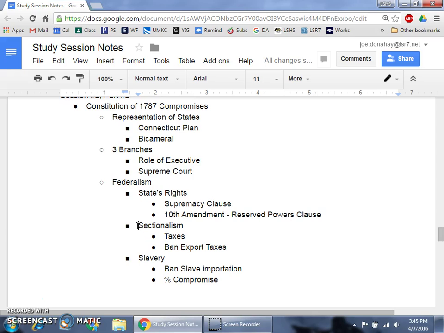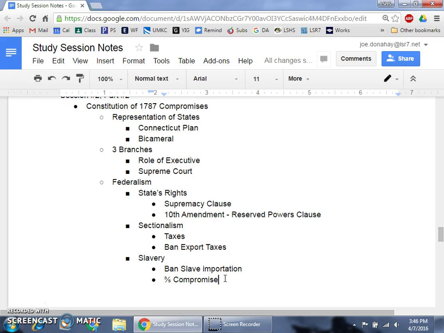And finally, the linchpin compromise on the issue between, that's a sectional issue and a slavery issue, is the Three-Fifths Compromise, where slaves would be counted on the census for the purpose of taxes to the federal government and for the purpose of representation when it comes to the size of states. So the Three-Fifths Compromise is really an issue that cuts across many of these other areas, where slaves would be counted as only 3/5 of a person.